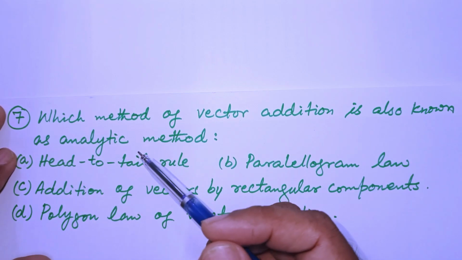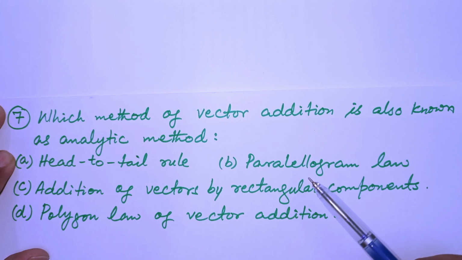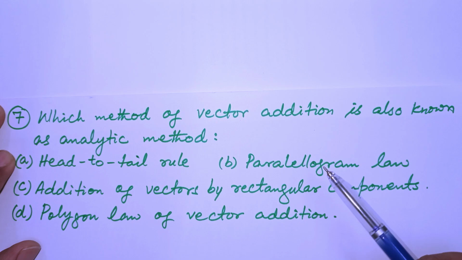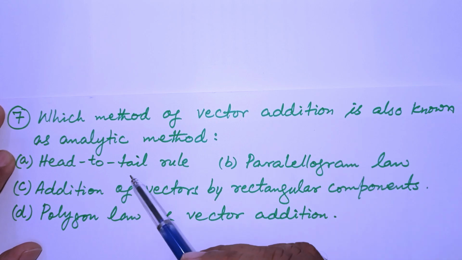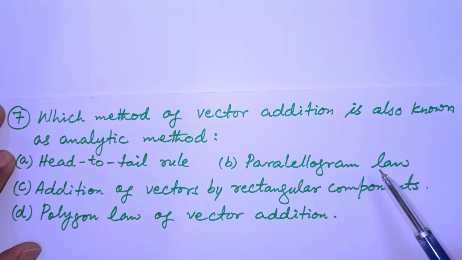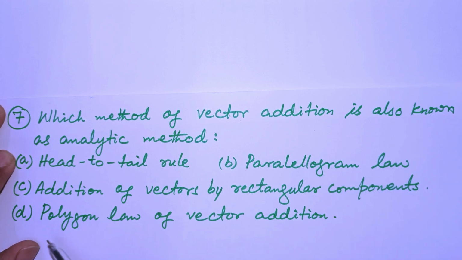Okay, it's purely the memory. How can you find out the result? Because you must know which are graphical and which is analytical. The first one is the graphical method. The second one, the parallelogram law, is again a graphical method. The triangle law, the polygon law, is also a graphical method.